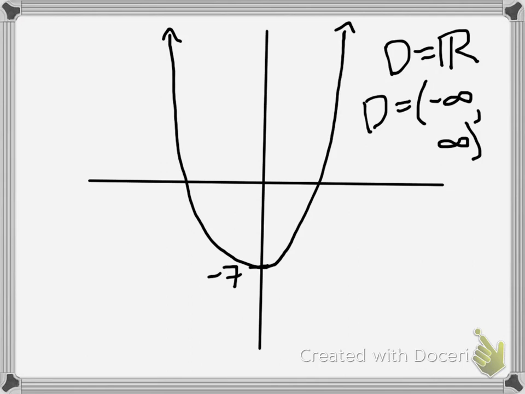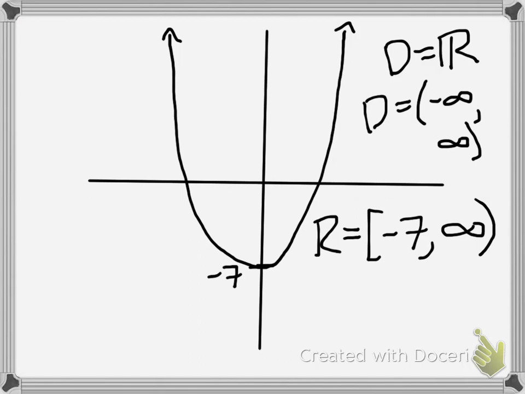My range, though: no x value that I plug in is going to get me the y value negative 8, or negative 10, or anything below negative 7. So my range is just negative 7 and up. So negative 7 and then all the way up to infinity. Whenever you have an infinity, you will always have an open bracket, since we can never get all the way to infinity. Okay?